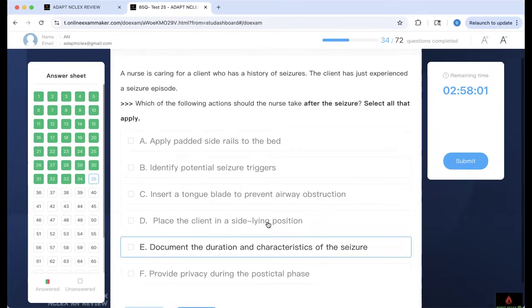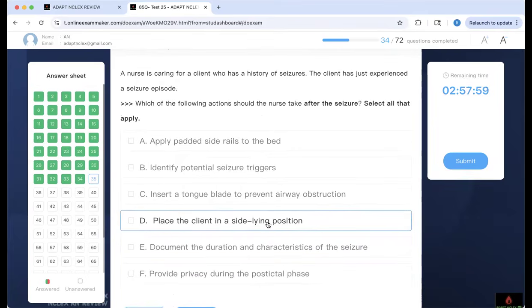And this is caring for a client who has a history of seizure. Patient has a history of seizure. Another safety question. The client has just experienced a seizure episode. Which of the following actions should the nurse take after the seizure? Select all that apply. Pay attention. The buzzword is after seizure. Not before, not during, it's after. When you answer this kind of safety question, keywords matter. And therefore, after seizure, what do you do?